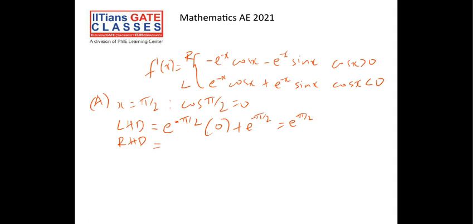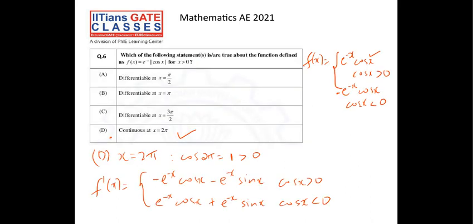Then the right hand derivative, we get it as the negative of this only. So it will come to minus e raised to minus pi by 2. So these are not equal. Hence, the derivative does not exist at x equal to pi by 2. Hence, the function f of x is not differentiable at x equal to pi by 2.